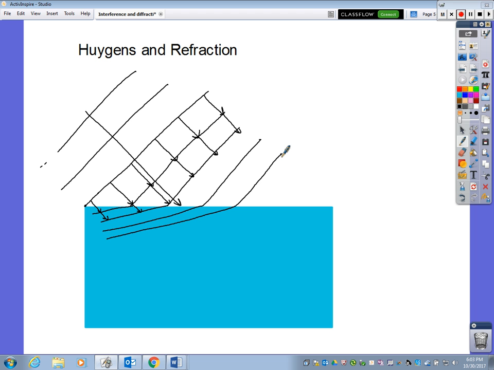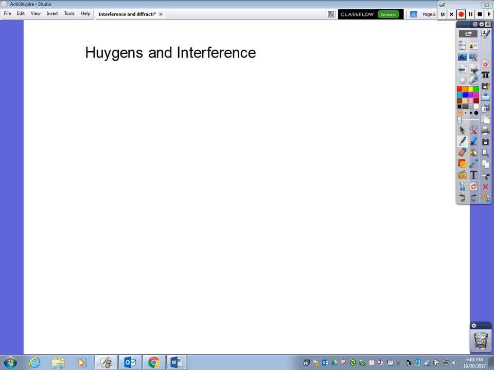Okay, so if you want to say what's the direction of the light that's traveling through the water, it's going to be perpendicular to these wavefronts, or in this direction. So see, it's changed from this direction, and now it's traveling, let's draw it in black, now it's traveling that direction. That's refraction. That's the bending of light as it goes into a medium with a different speed of light.